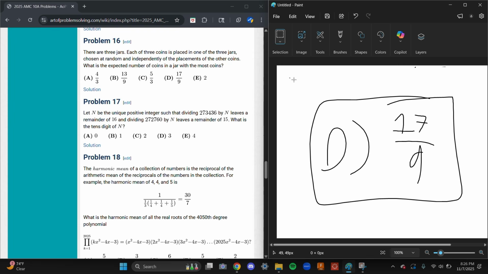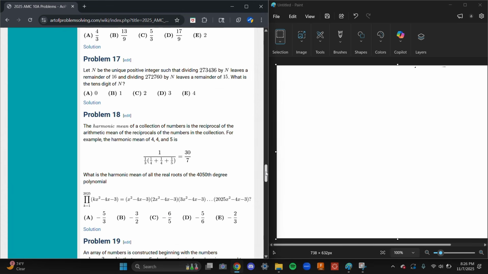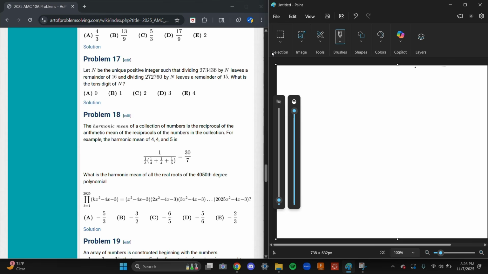Okay, now problems 17 and 18 were pretty straightforward. It doesn't appear straightforward. I myself didn't even attempt problem 18 for some reason. It looked pretty intimidating, but these are actually not too bad. So let's do problem 17 here.